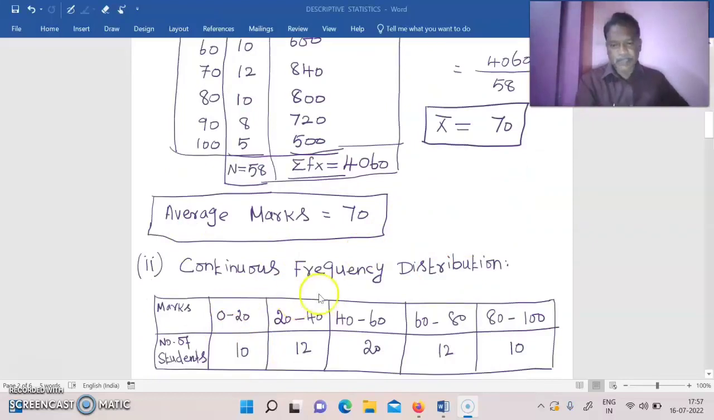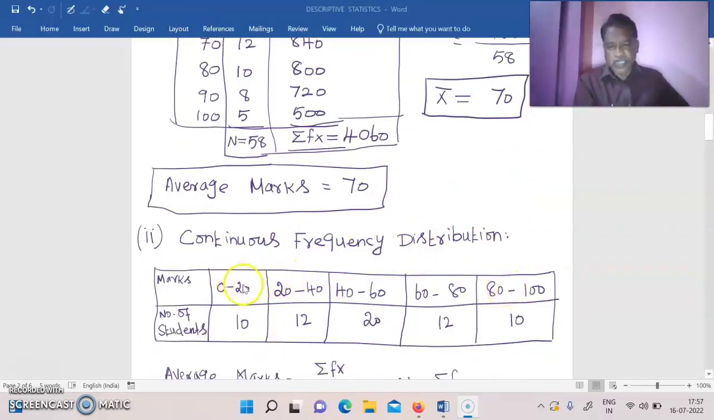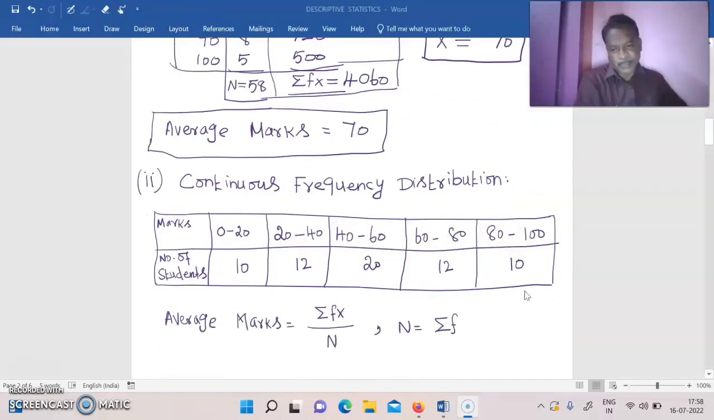Another category is continuous frequency distribution. Usually this will be in the form of class intervals, that means the values of the variable are recorded in the form of intervals. So this is continuous frequency distribution. Here 10 students scored marks between 0 and 20, 12 students scored between 20 and 40, 20 students between 40 and 60, 12 students between 60 and 80, and 10 students between 80 and 100.